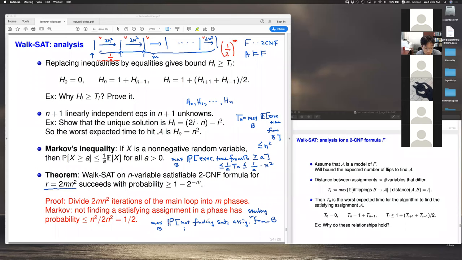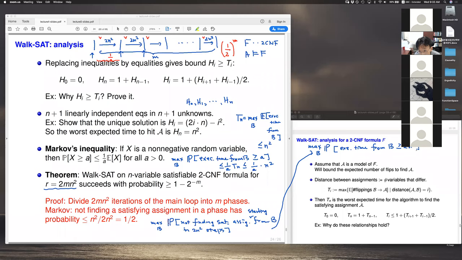So the probability of not finding a satisfying assignment starting from B in 2 to the n steps is the same as, imagining running this algorithm starting from state B and measuring the execution time. With probability one it will terminate, but we measure its execution time, and that execution time is larger than 2 to the n squared. So execution time from B greater than 2 to the n squared. Okay, so here the max is always coming with us.